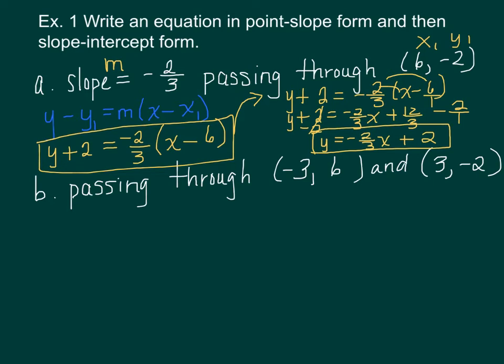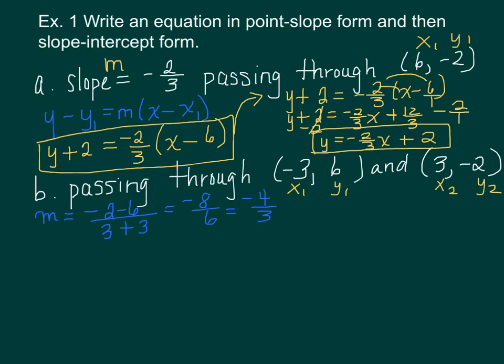Okay, B. We have 2 points, x1, y1, x2, y2. We have no slope, so we actually have to find the slope. So remember, you find the difference in your y's, -2 minus 6 over the difference in your x's, 3 minus a -3, which makes it plus. So you're going to have -8 over 6. Always reduce.